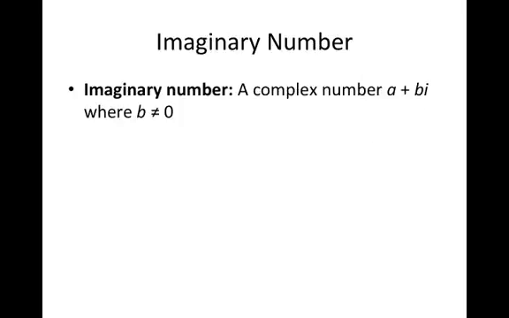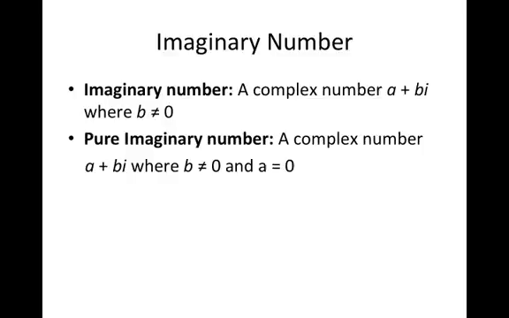An imaginary number is a complex number a plus bi where b is not equal to 0. A pure imaginary number is a complex number a plus bi where b does not equal 0 and a does equal 0. So a pure imaginary number is something like 3i. An imaginary number can be just a complex number like 2 plus 4i.